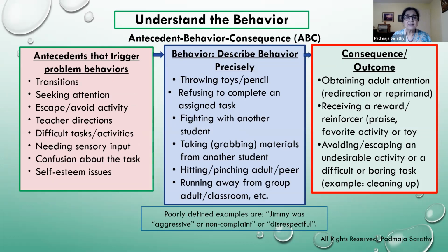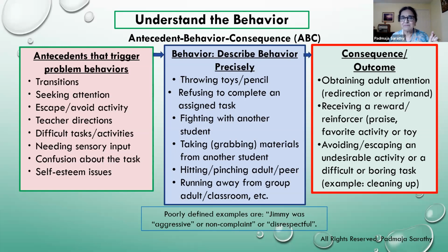And then we have to think in terms of, how do we define that behavior? How is it observable? What is the student doing? Did the student throw a pencil? Did he or she refuse to complete a task? Fighting with another student? Because when we say things like, he was aggressive, or she was non-compliant, she refused to listen to me, she is disobedient, it is not clear what exactly the student was engaged in. And only when we define that very clearly and precisely can we think of a consequence that is appropriate for that student.